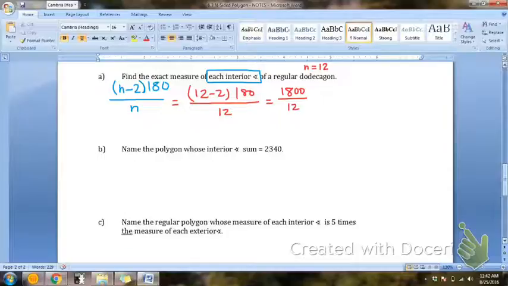Tish, what'd you get? 150. What does that 150 mean? Each interior angle is 150, and that's what I expect you to write. Each interior angle is 150 degrees.